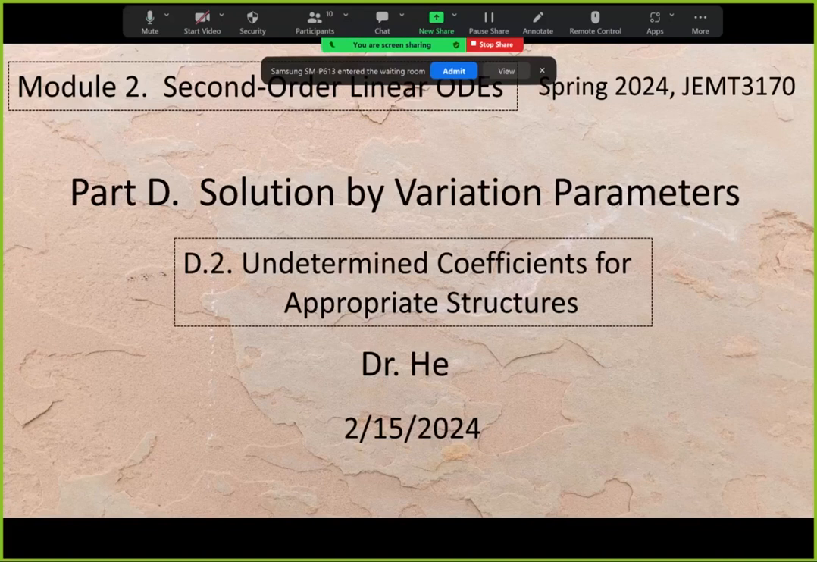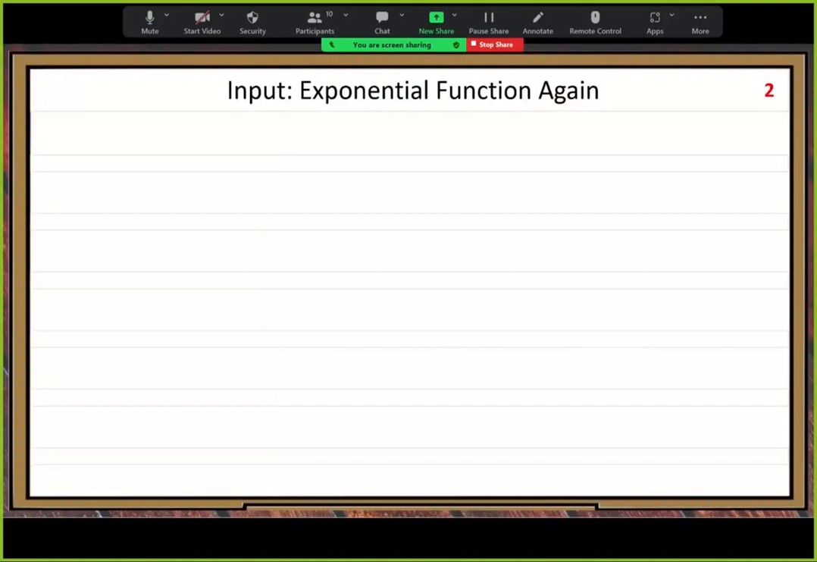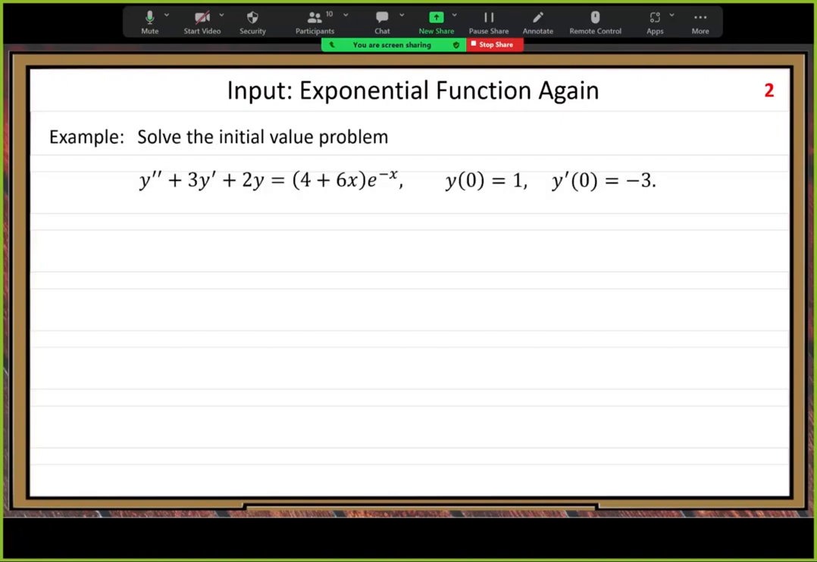All right, D.2. This topic: undetermined coefficients for appropriate structures. Now, let's look at this example. Exponential function input again. I modified our question. Remember last time, Ian asked me a question, right? Remember that capital C, Cx squared. Let's look at this question.